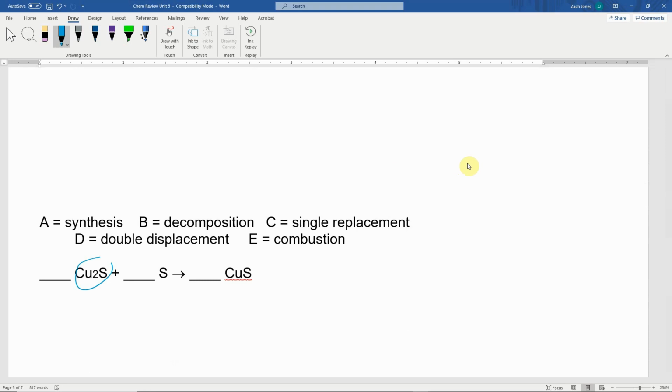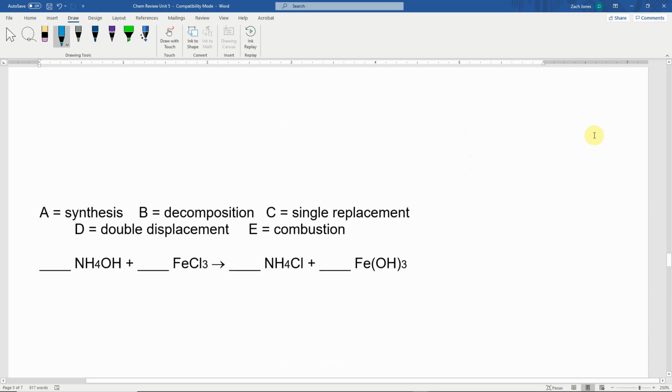This one has 2 things coming together to make one. It's definitely A, synthesis. Let's try another one. Go ahead and choose your answer on this one. This one's definitely double displacement. You can see ammonium and iron. You write them down first, and then they swapped their partners. Definitely double displacement. So D is the correct answer.